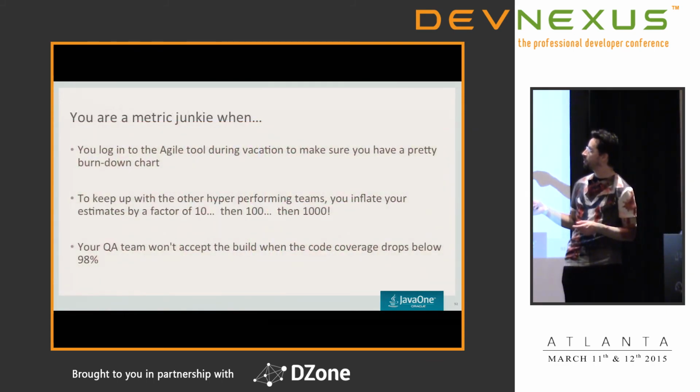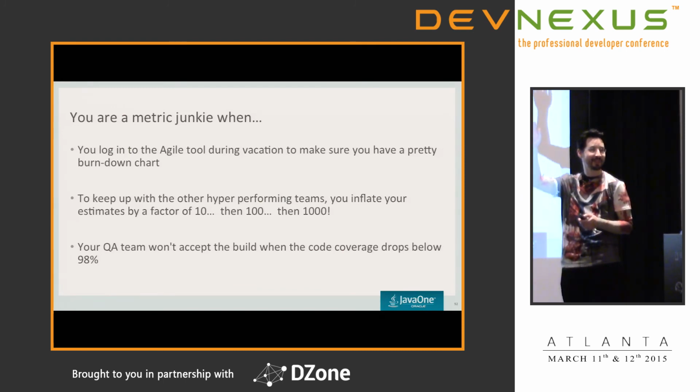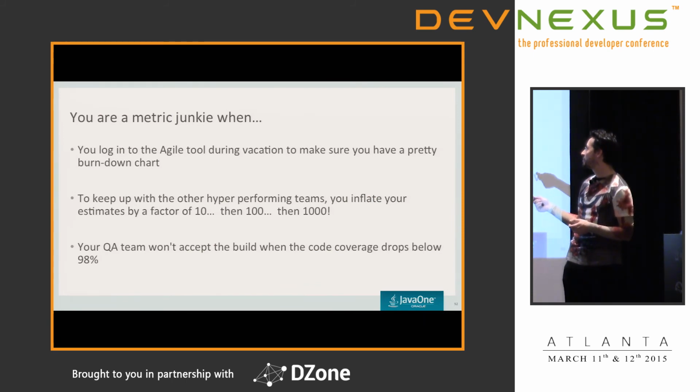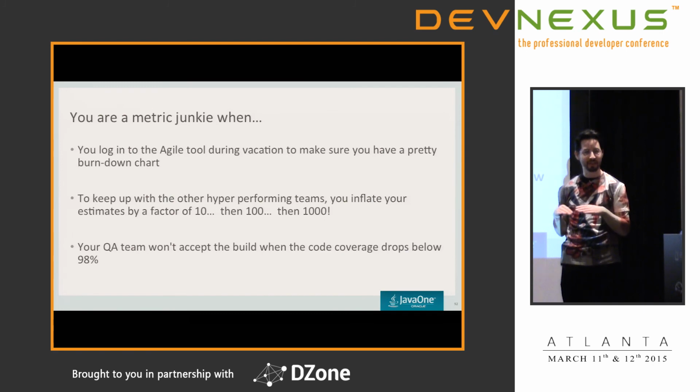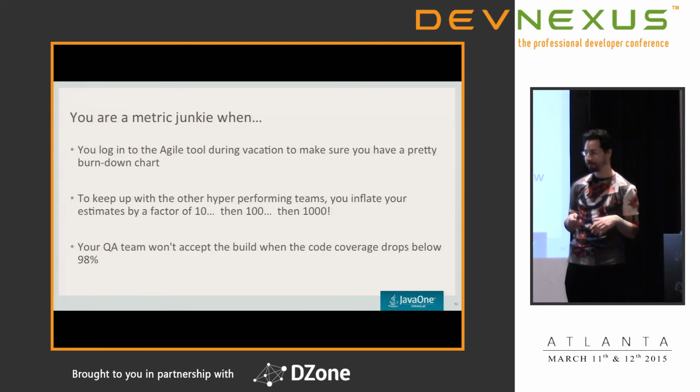So you're a metric junkie when you log into your Agile tooling on vacation to make sure you have a pretty burn down chart. Has anyone done this? I have done this too. Okay, keep up with other high-performing teams: you inflate your estimates by a factor of 10, then 100, then 1,000. This is the secret. You ever see the hyper-performing teams talks? They never actually baseline their velocity. They talk about how hyper-performing they are, and you ask them, well, how do you make sure you don't have velocity creep? And there's not an answer.